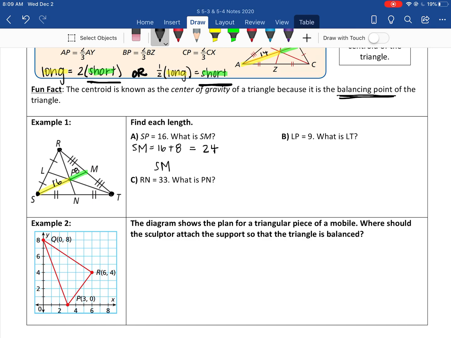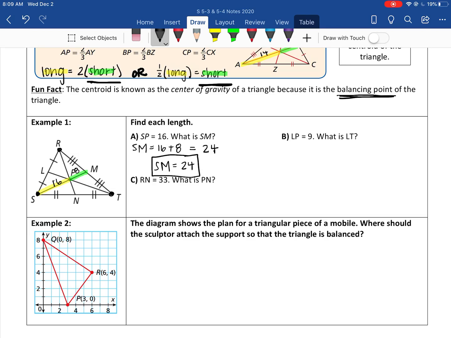Okay, so SM is equal to 24. All right, so again, I will do that every time because to me, it's much easier to cut something in half or double it than find 2/3 of it.